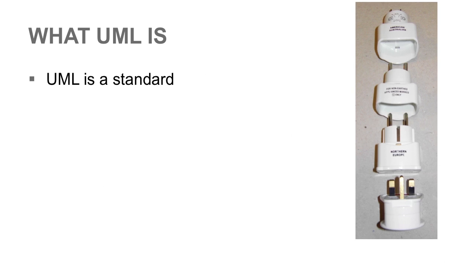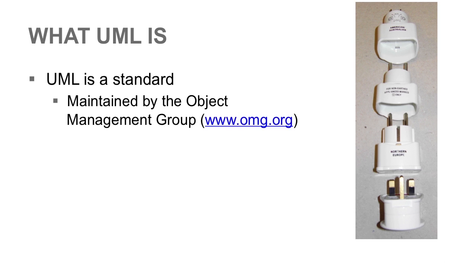UML is a standard, and is documented by a specification that currently runs to over 800 pages. Version 2.4.2 is the current standard of the International Standards Organization as ISO 19505. It's maintained by the Object Management Group, which also maintains a number of other standards such as CORBA and BPMN. At the time of recording this course, the current version is 2.5. The most significant changes between 2.4 and 2.5 related to a restructuring of the specification from two documents into one.